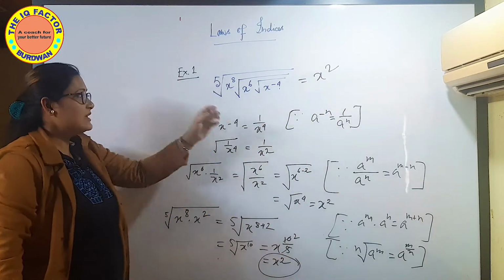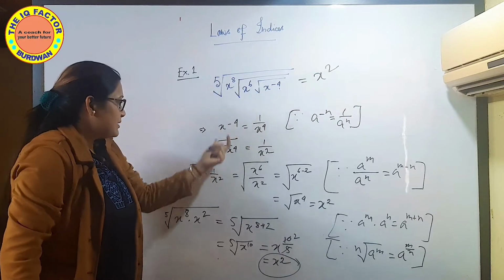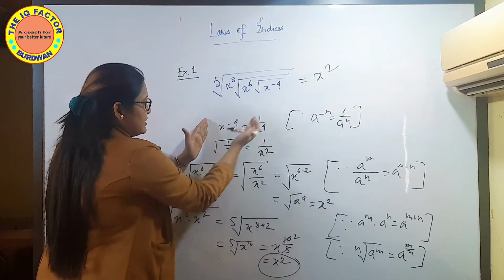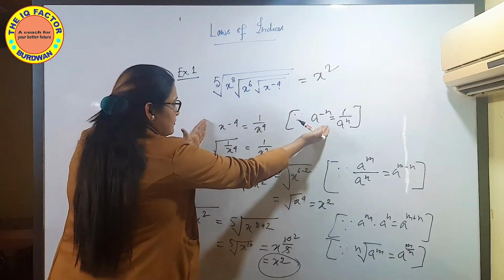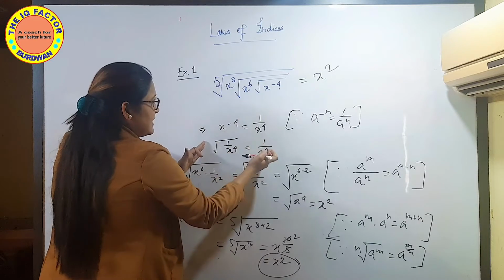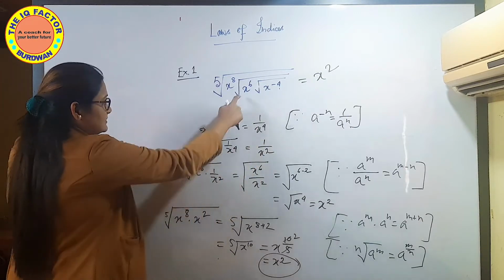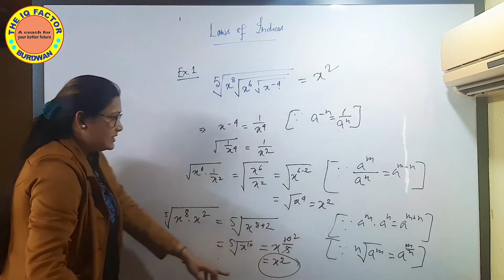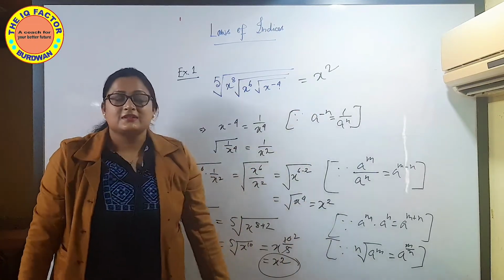How do we get it? Just part by part. This is x to the power minus 4. We can get the next step by applying the law of indices. So, the square root of this is that, and then we can get x square, and finally we get the answer, x square.